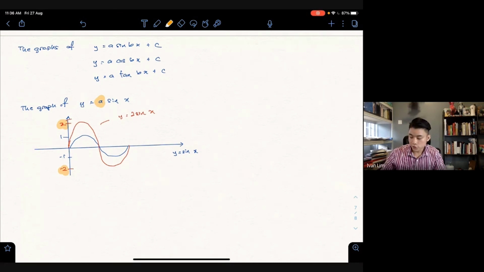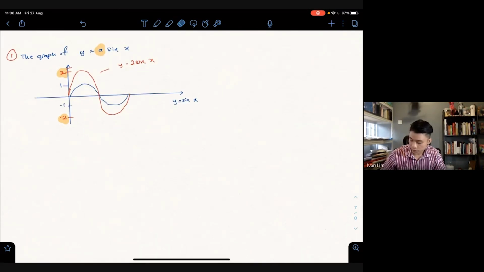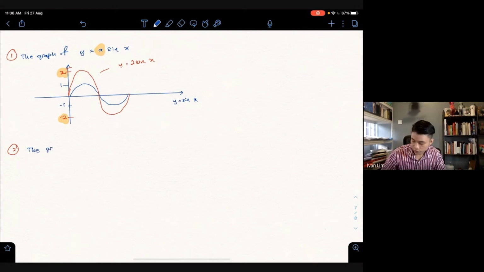Okay, let's look at the second case. So this is the first one, this is how A affects it. What if I put the value b, the graph of y equals sine bx.